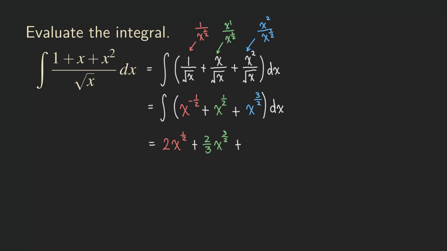For the last term, we are going to have x to the, now if we are adding 1 to 3/2, then we are really just adding 2/2 to 3/2. So we get 5/2. And then its reciprocal is 2/5, and we put that as a coefficient. Because we're finding the general antiderivative for this function, we should also include what we call the constant of integration. We usually use a capital C to denote it.